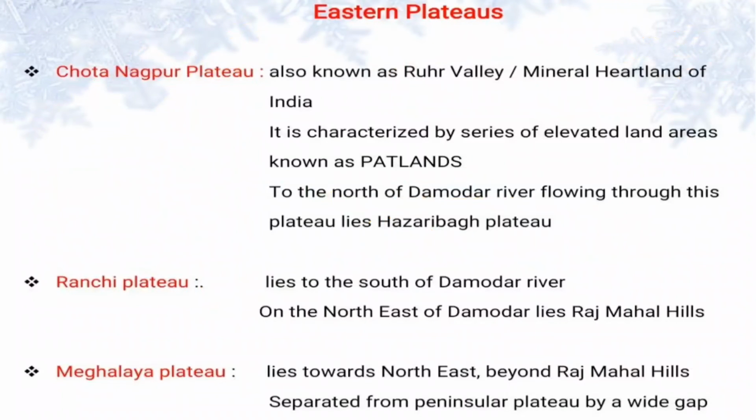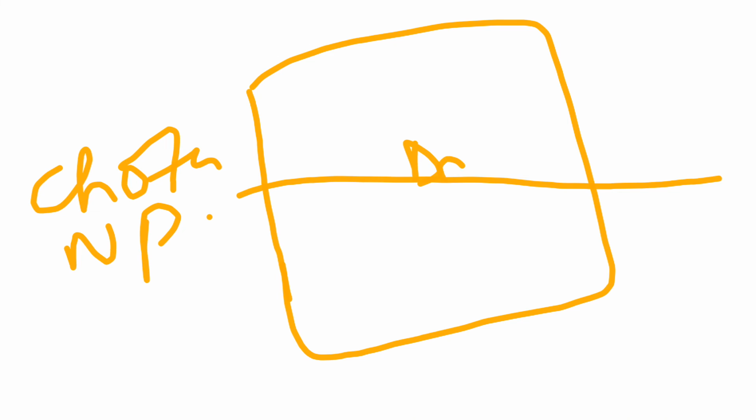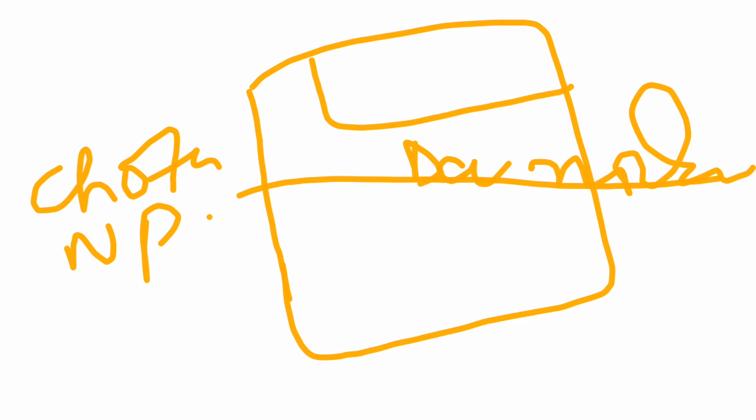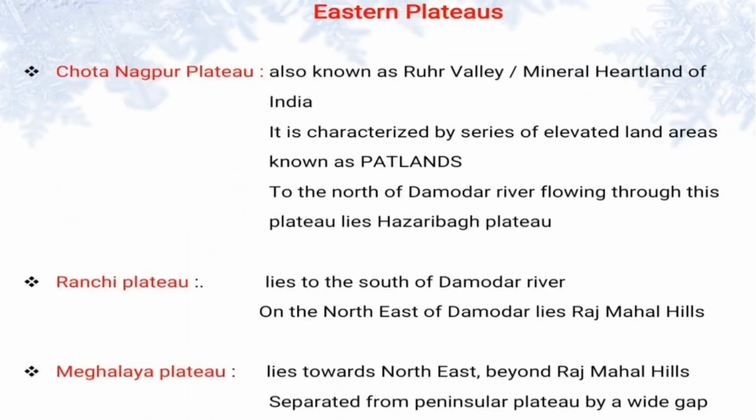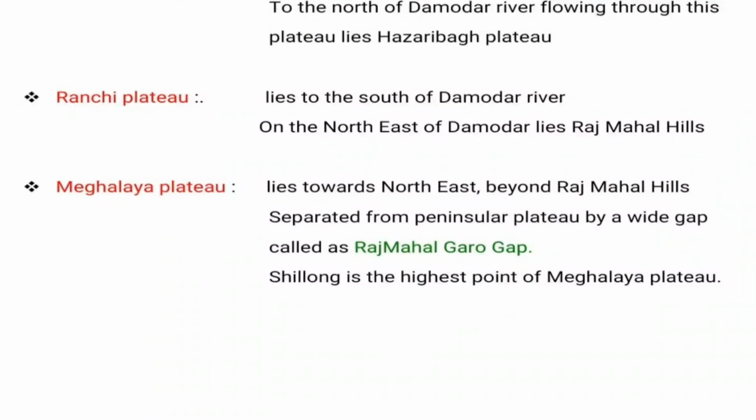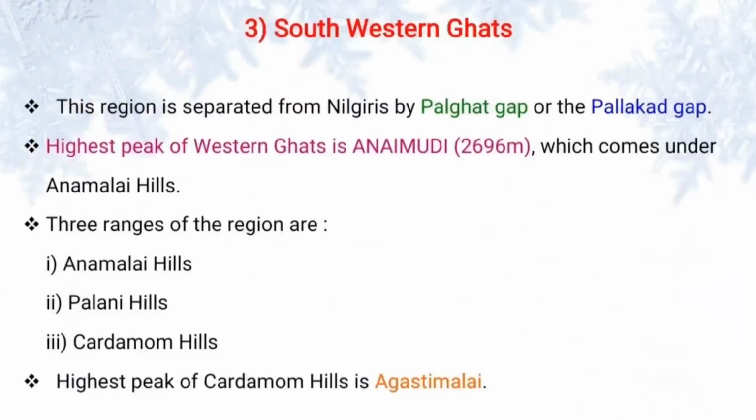Now let's make it clear. For instance, this is a plateau called Chhota Nagpur Plateau, okay, and this is the Damodar river flowing through it. Now to the north of Damodar is another plateau called Hazaribagh Plateau, and to the south of Damodar is another plateau called the Ranchi Plateau. Hope this is clear to you all. Now to the south of the Damodar lies the Ranchi Plateau, and the northeast of Damodar lies the Rajmahal Hills. Now we will study it better on the map.